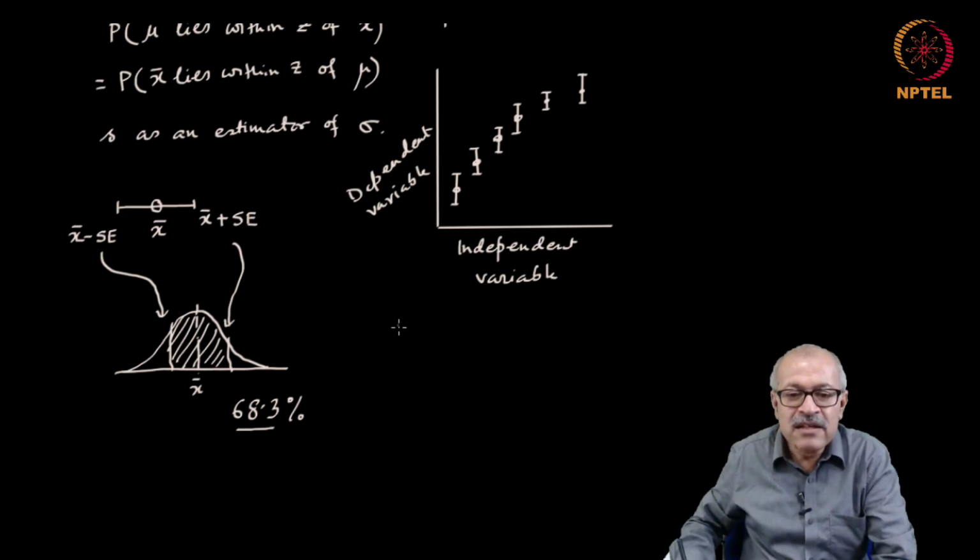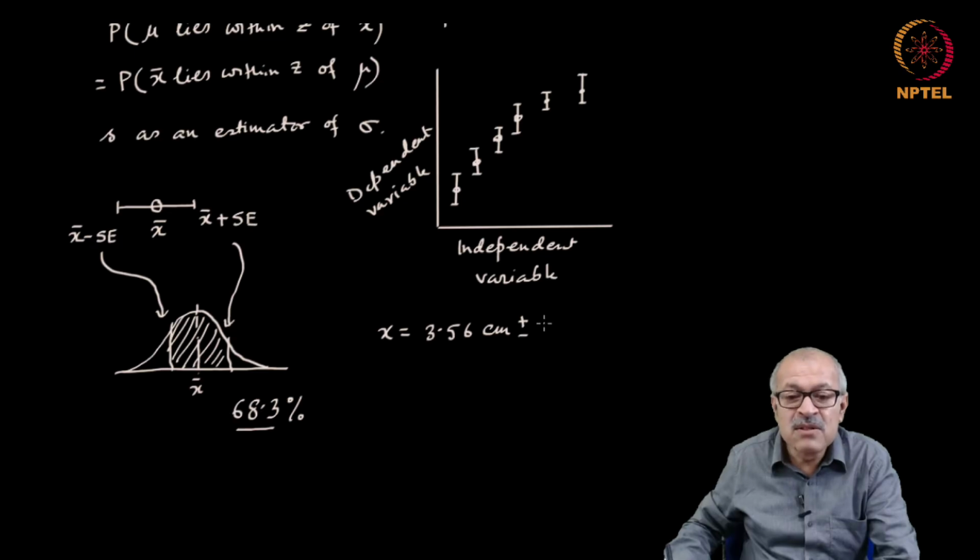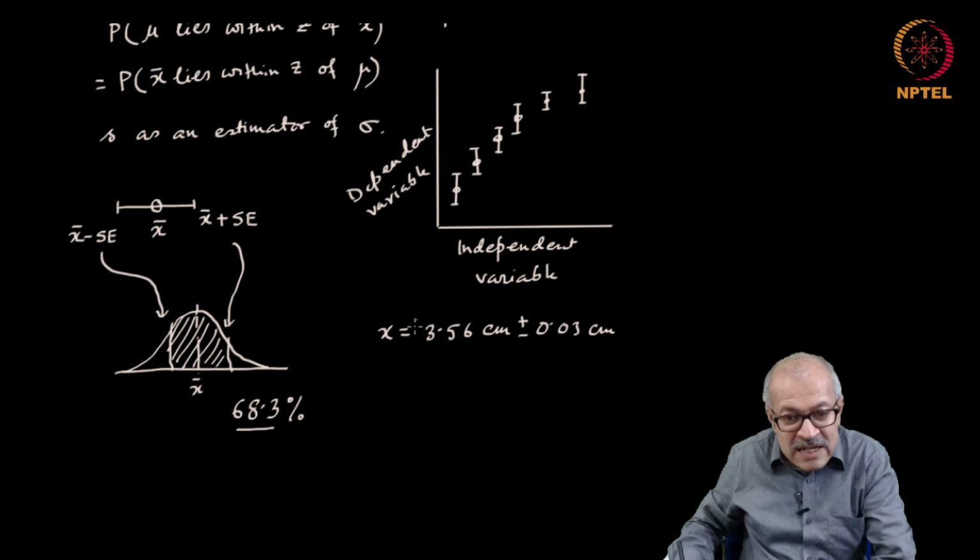Sometimes we state the value. For example, suppose we have measured something and we have got x equal to say 3.56 centimeters, but then we will have to state it with an error which is plus minus say 0.03 centimeters. So, we always state it like that, because we can never state the value exactly, because we know that it is subject to some random errors.